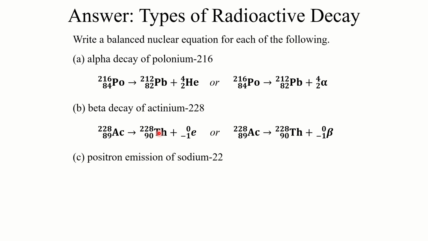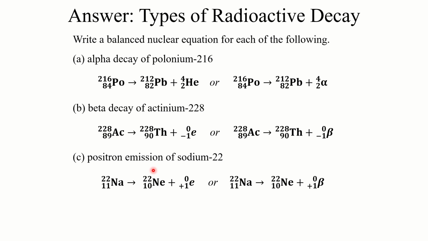And finally, positron emission of sodium-22. We've got 22-11 Na, and a positron is just like an electron, but with a charge of +1. So no mass, so the mass is unchanged. So 22 here and 22 here. Note that we have a charge of +1, and so here the charge should be 10. So 10 plus 1 giving us 11. So our daughter nucleus is an atom of neon-22. All right, so those are the different types of radioactive decay. That's how we write out those reactions.